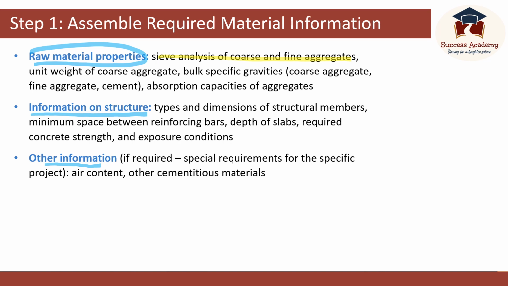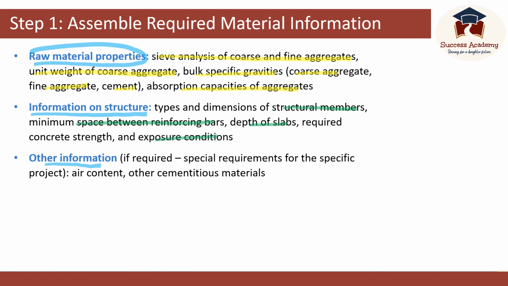We need to know the unit weight of coarse aggregates, bulk specific gravities of coarse aggregates, fine aggregates and the cement, and also the absorption capacity of aggregates. These properties can be found by doing lab testing. Then we look at the information on the structure. We need to know the types and dimensions of the structural members, minimum space between the reinforcement bars, depth of slabs, required concrete strength and exposure conditions.